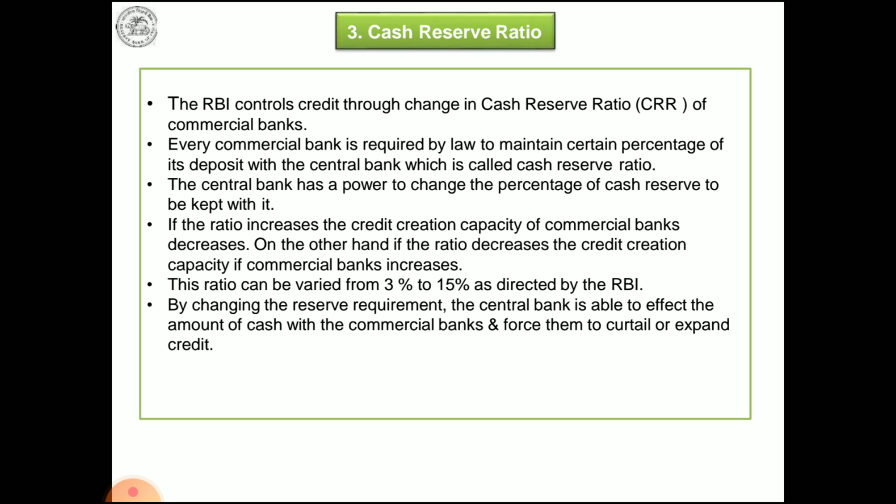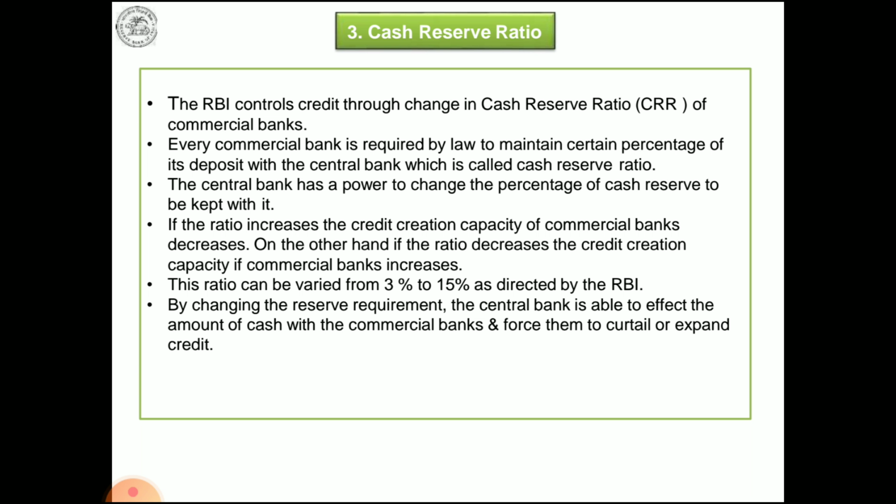The third is the cash reserve ratio, the third monetary policy tool. The RBI controls credit through changes in the CRR, or cash reserve ratio, of the commercial banks. Every commercial bank is required by law to maintain a certain percentage of its deposits with the central bank, which is called the cash reserve ratio. That percentage which they keep with the Reserve Bank of India is called the cash reserve. The central bank has the power to change the percentage of cash reserve to be kept with it.